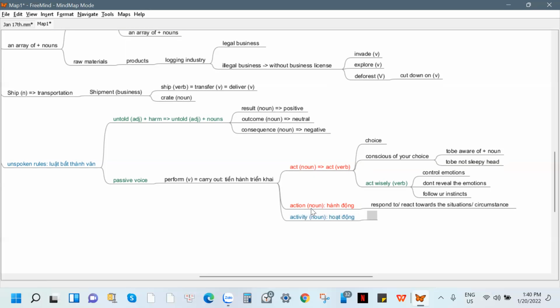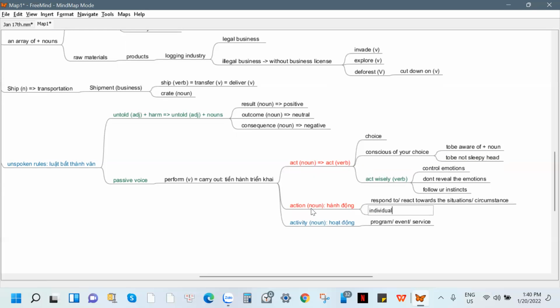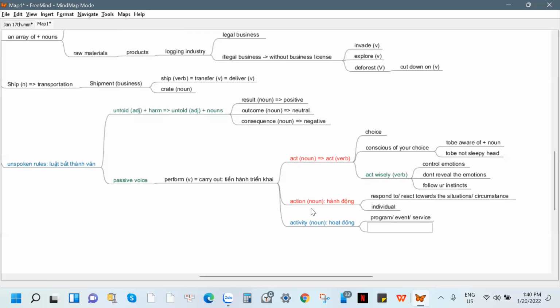So if you use the word activity, it is much more about the program. It is much more about an event, or it is much more about a service. But when it comes to action, it is only about the individual. It's like, why do you act like this? Why do you perform this action? Why do you say no? Why do you say yes? That is an action. But for activity, they don't say, this is my activity.